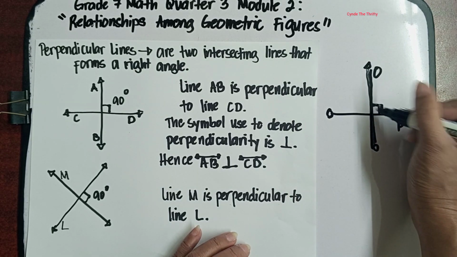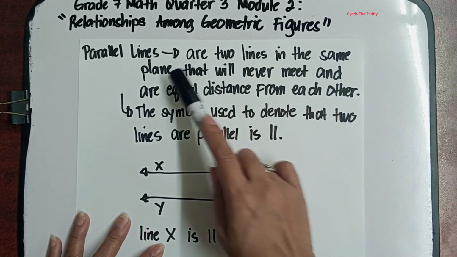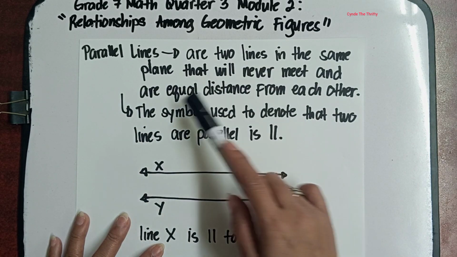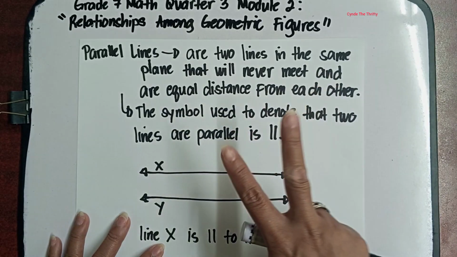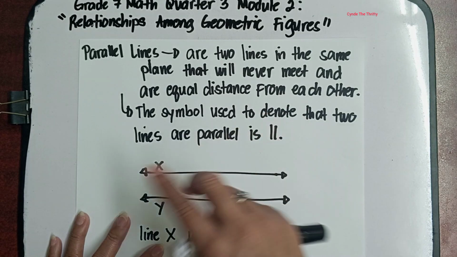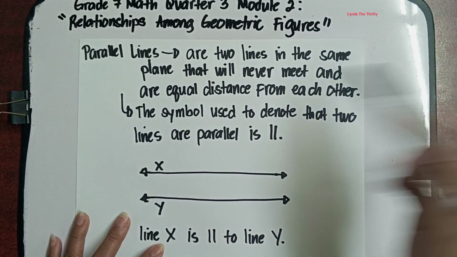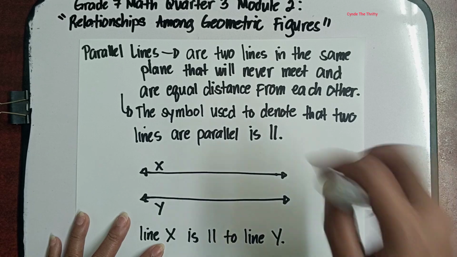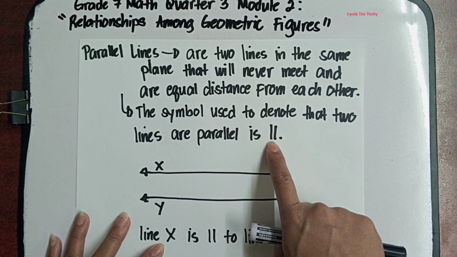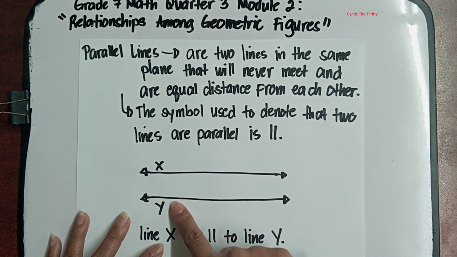Parallel lines are two lines in the same plane that will never meet and are equal distance from each other. Okay, so ito yung dalawang linya sa isang plane na hindi sila mag-meet and equal ang distance nila sa isa't isa. The symbol used to denote that the two lines are parallel is para siyang dalawang eye. Okay, so this, ang pagbasa natin dito is parallel. Okay, so line X and line Y, line X is parallel to line Y.